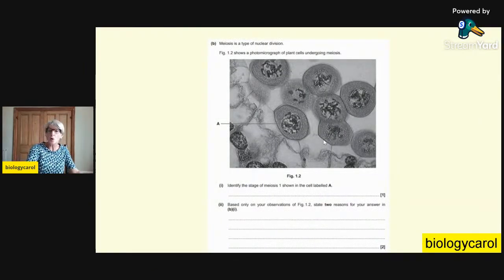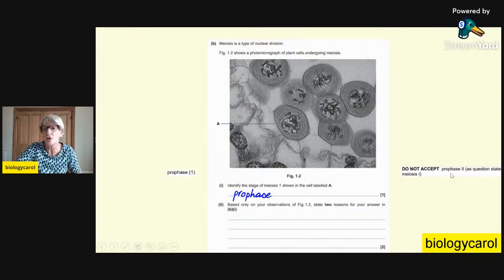Identify the stage of meiosis 1 shown in the cell. Well, to me it is fairly obviously prophase, because the chromosomes are visible. And here we go, we're going to go straight into the 2 reasons for your answer. Notice here that you can't accept prophase 2 because the question has identified the topic of the question as meiosis 1. Based only on your observations, state 2 reasons for your answer.